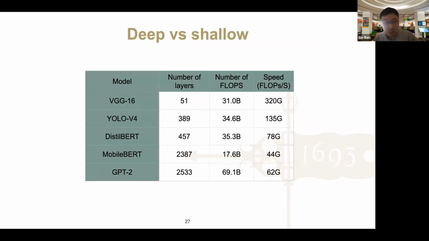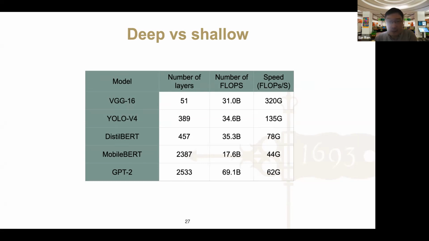Let's look at some concrete numbers. Here we show the results for 5 models. The first column shows the model names, the second column shows the number of layers, the third column shows the number of FLOPs, and the last column shows the inference speed.